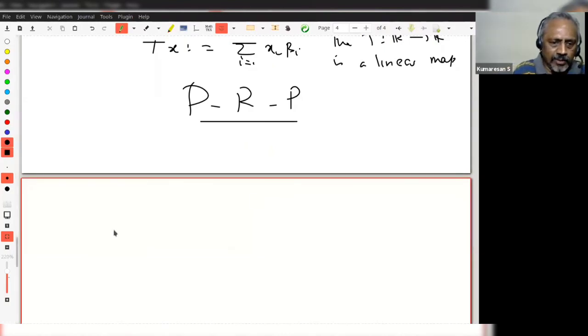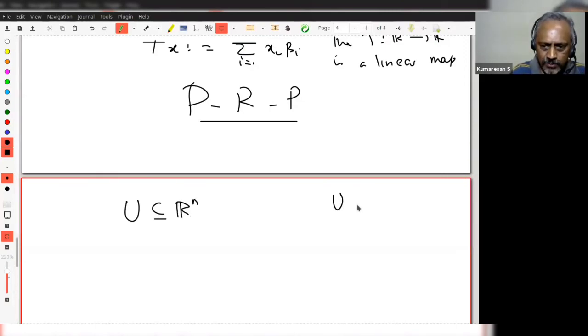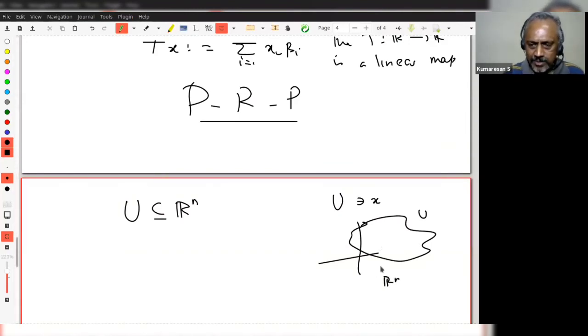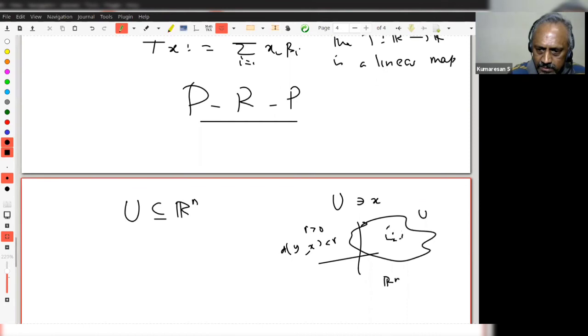Now, what we want to do is let U be a subset of Rn, and I want to make a demand on U. Whenever x is there, this may be your U, this is Rn. I always draw a picture in R2, that already gives enough geometry for me. Then what I want is, there is an r positive so that all points y whose distance from x is less than r, that is, the distance between x and y is less than r, all points y at distance less than r should lie in U.